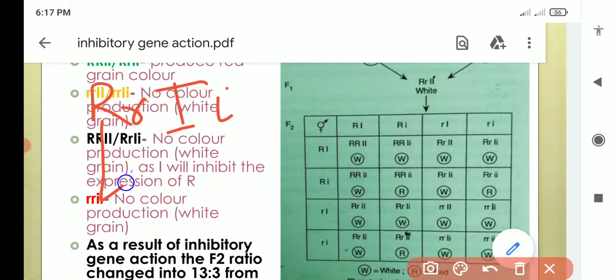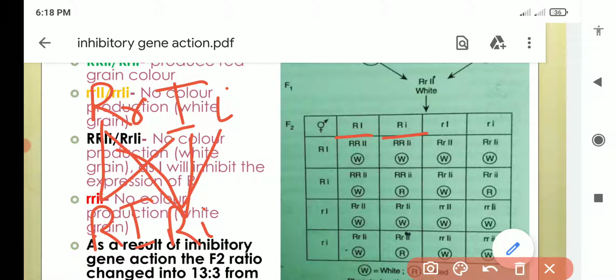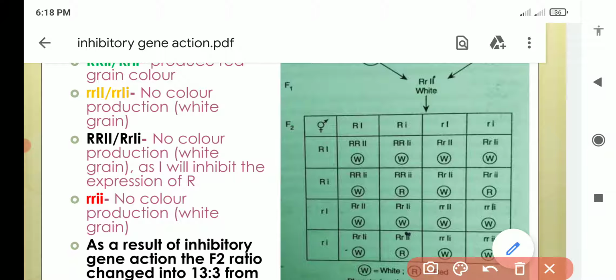So here you can see it is capital R, small r, capital I, small i. When capital R goes with capital I, a capital R, capital I type of gamete will be produced. This is the first gamete. When capital R goes with small i, a capital R, small i type of gamete will be produced. This is the second gamete. When small r goes with capital I, a small r, capital I type of gamete will be produced. This is the third gamete. When small r goes with small i, a small r, small i type of gamete will be produced. This is the fourth gamete. So the same 4 types of male gamete and 4 types of female gamete will be produced.